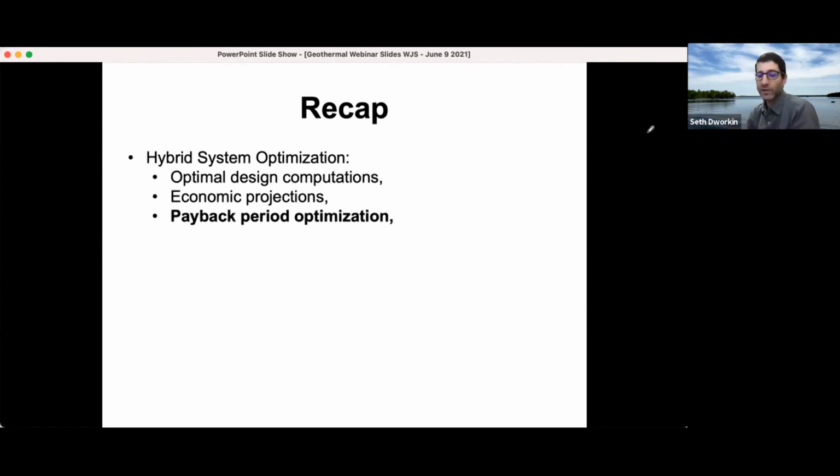So the first concept, just to recap, was about hybrid system optimization. So here we're expressing the importance, first, through computation, of figuring out what the range of optimal design is. And that allows economic projections, including payback period optimization, but also looking at the CO2 emissions reduction.